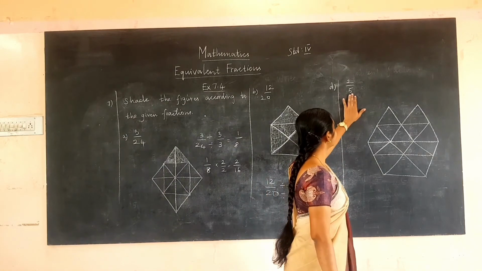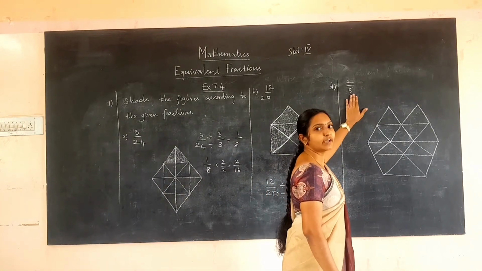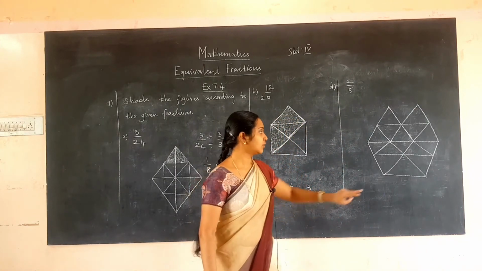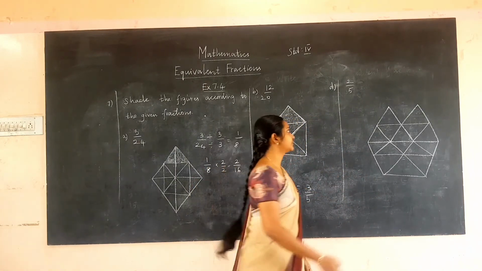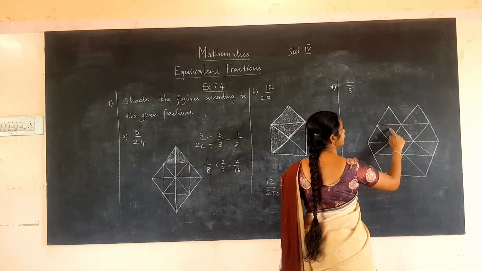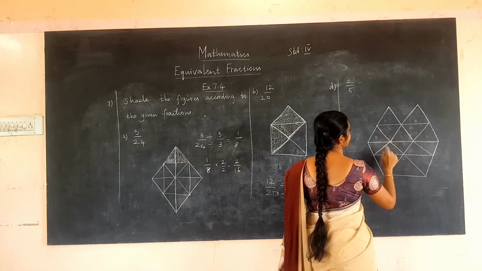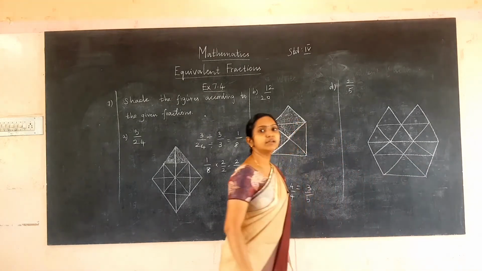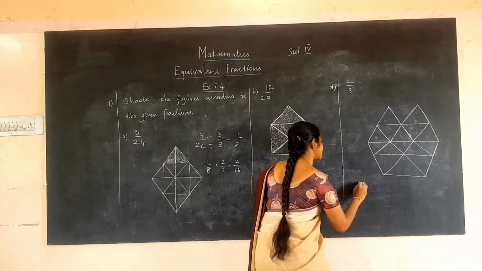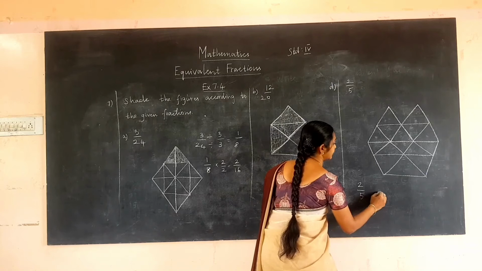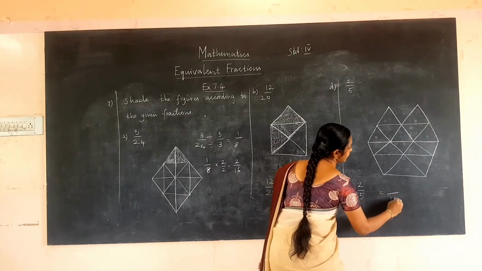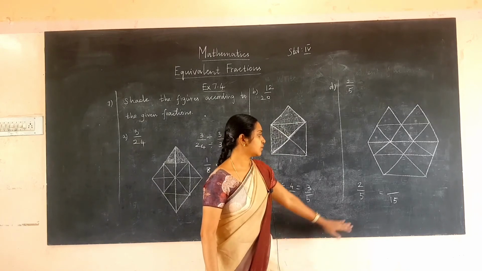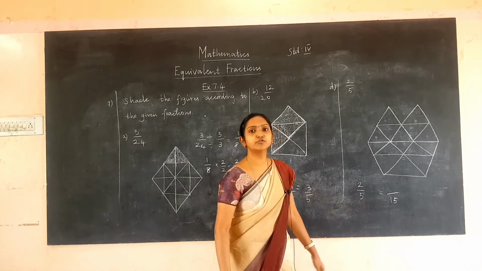Next, the fraction is 2 by 5. Out of 5 we must shade 2. Now count how many parts are here. 1, 2, 3, 4, 5, 6, 7, 8, 9, 10, 11, 12, 13, 14, 15. We are having 15 parts and the fraction given is 2 by 5. So out of 15 we have to find how many parts must be shaded. So find the equivalent fraction of 2 by 5.